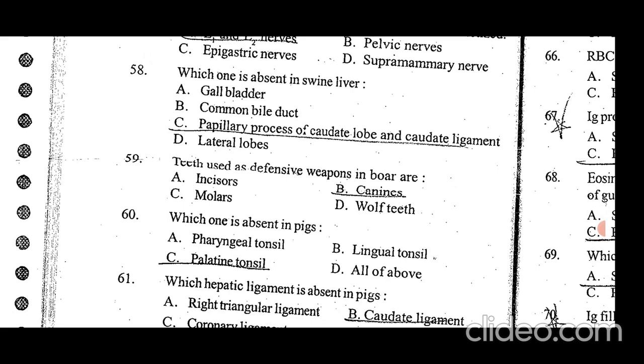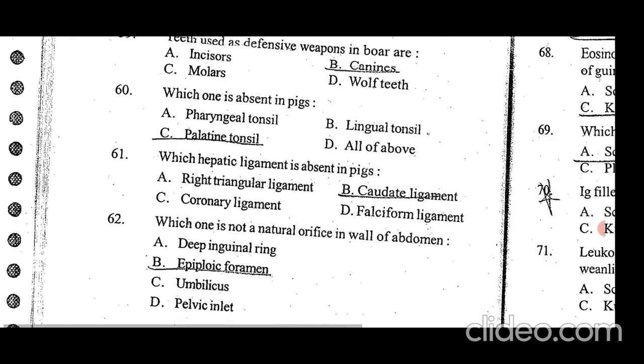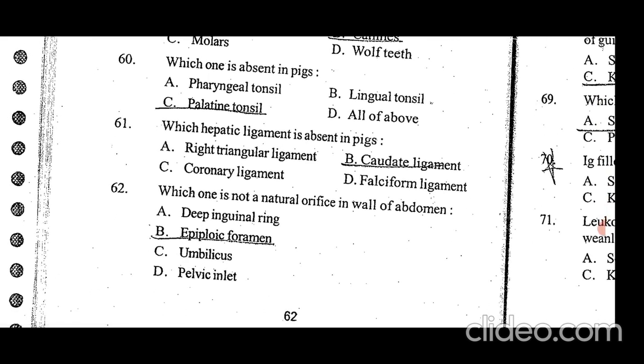Teeth used as defensive weapons in boar are canines. Which one is absent in pigs? Palatine tonsil is absent in pigs. Pigs do not have palatine tonsil. Canine teeth are used for defense in pigs. And which hepatic ligament is absent in pigs? Caudate ligament is the hepatic ligament that is absent in pigs.